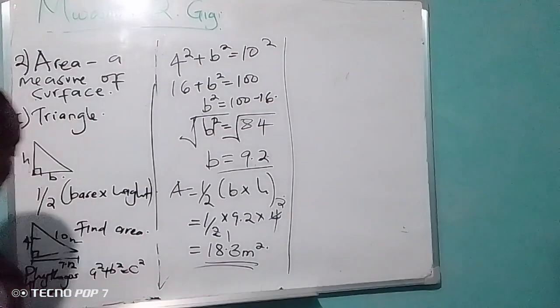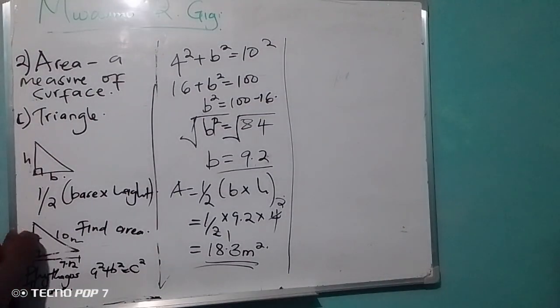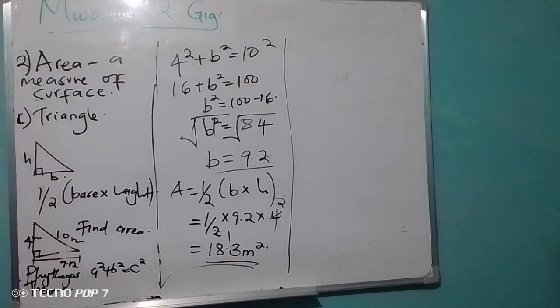So, if you have been given a triangle that has no base or no height, you'll have to find the height using the Pythagoras theorem. Then you apply the formula, a half base times height. So we have another formula.